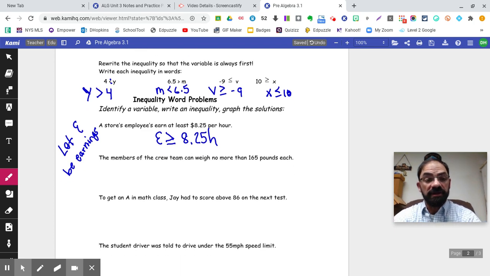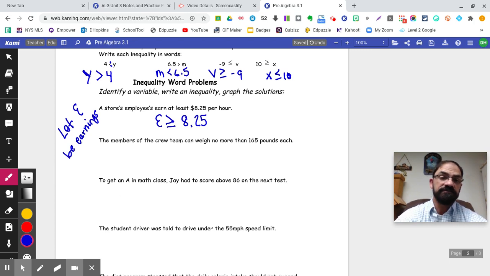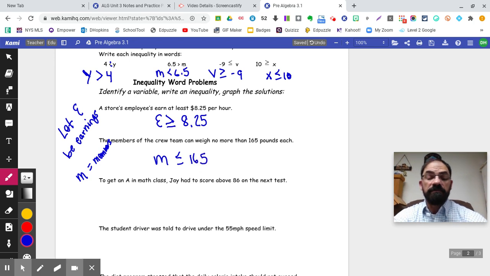Or in this case, I don't even need that H yet. Just earnings greater than or equal to $8.25. Later, we'll get into that other part. So the members of the crew team can weigh no more than 165 pounds each. So we can say, let M equal members. So members have to be no more than, that means less than or equal to 165.